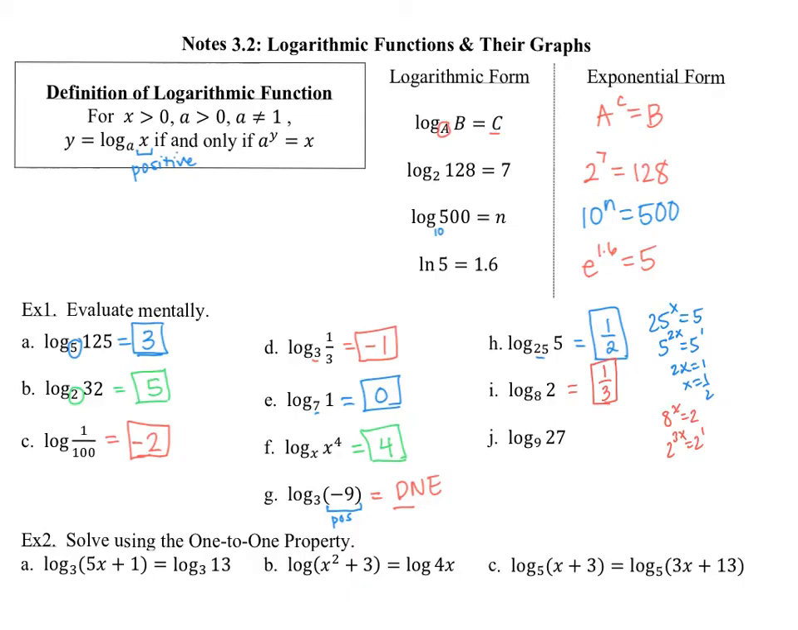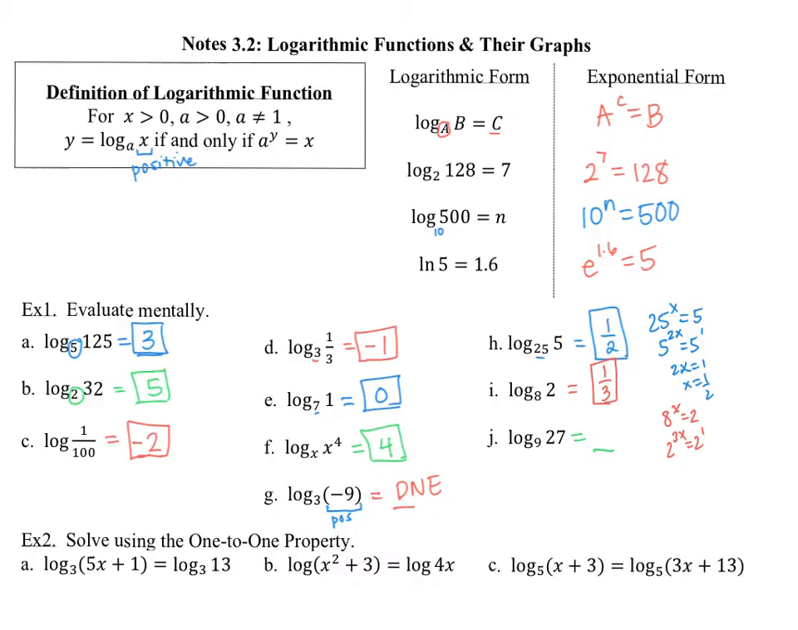Okay, for the last one, again, if you feel comfortable doing it in your head, you're welcome to do so. If not, you might want to write it out. Okay, 9 to the something is going to give me 27. Okay, that one's a little trickier. How would I get 27 from 9?